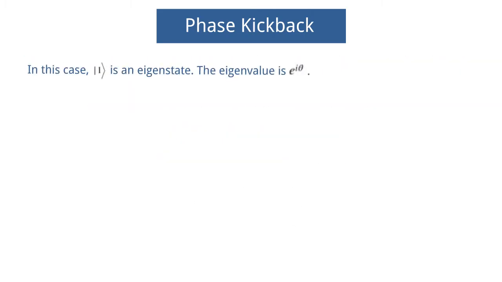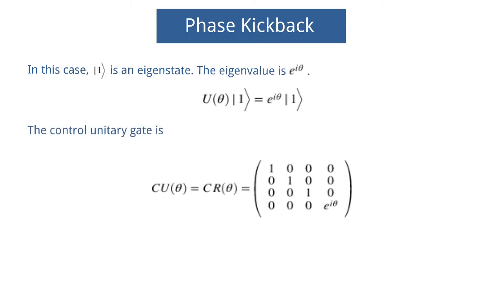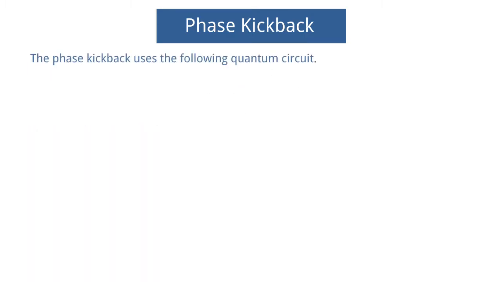In this case, |1⟩ is an eigenstate. The eigenvalue is e^{iθ}. The controlled unitary gate is as follows. The phase kickback uses the following quantum circuit.